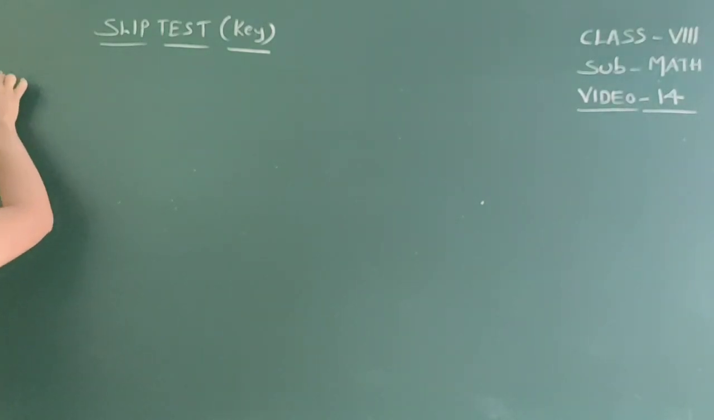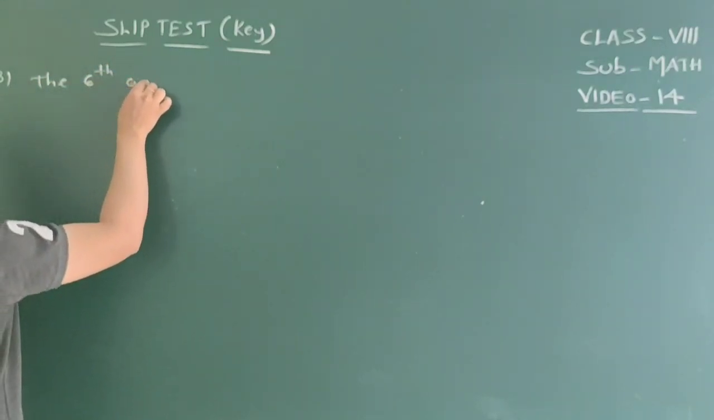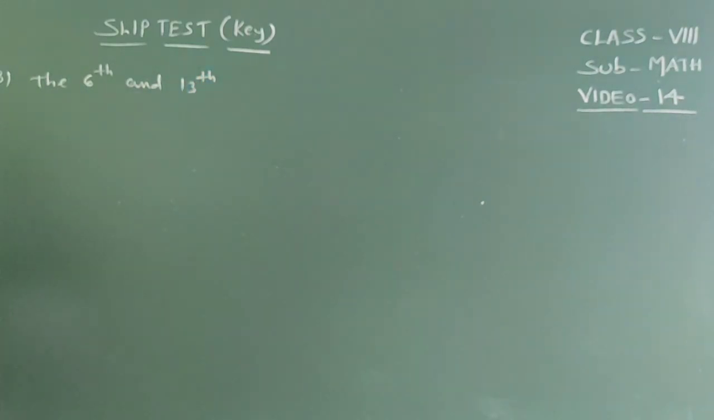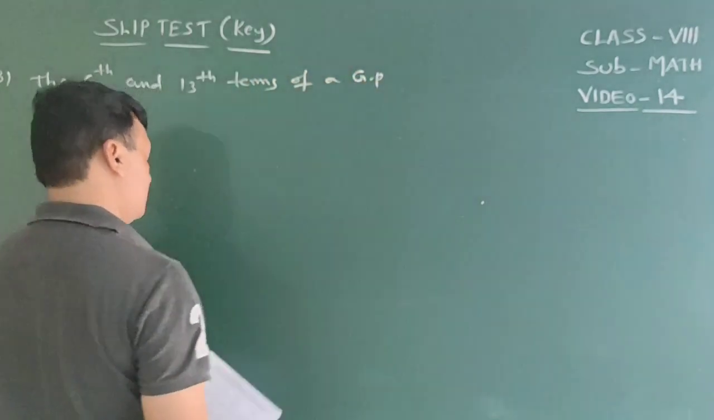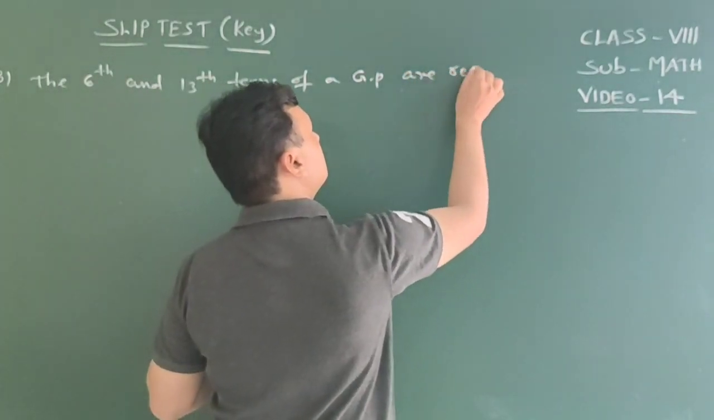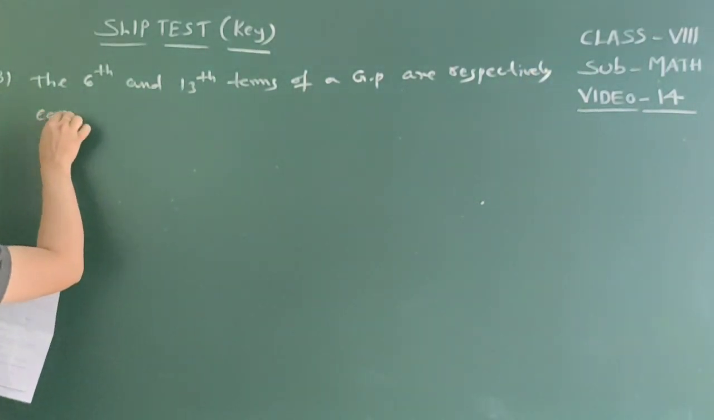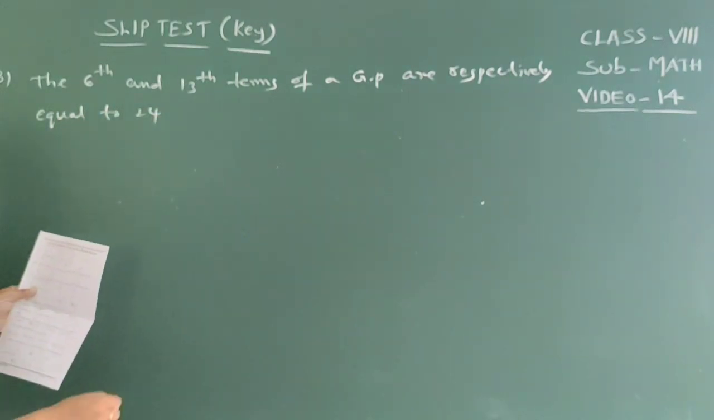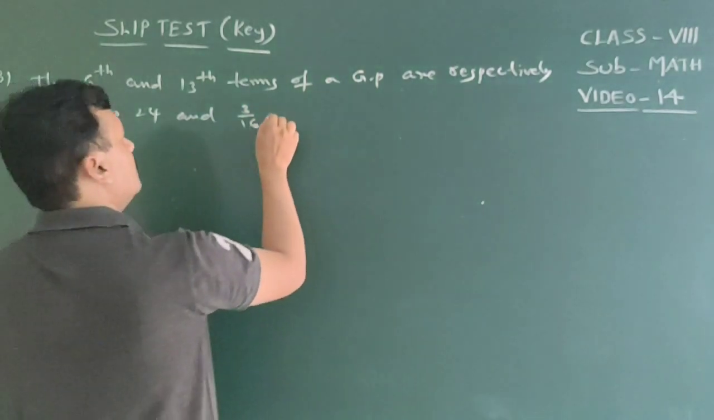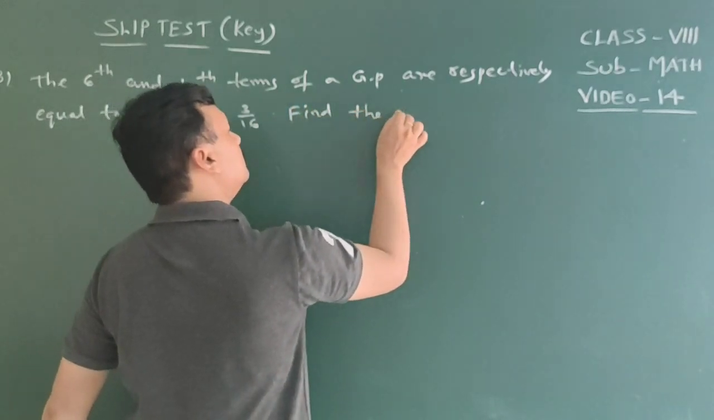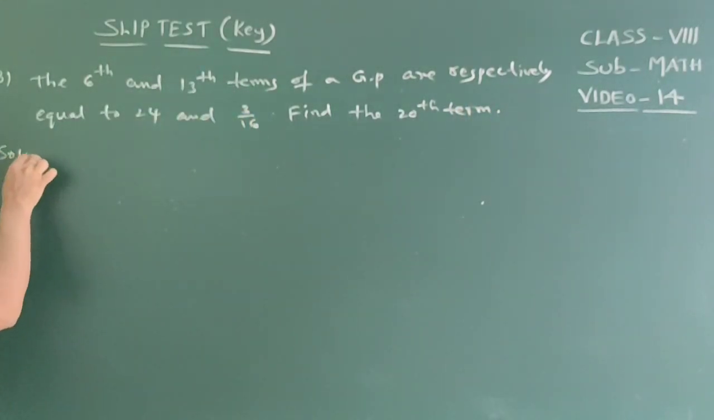Next, third one. The 6th and 13th terms of a GP are respectively equal to 24 and 3 by 16. Find the 20th term.